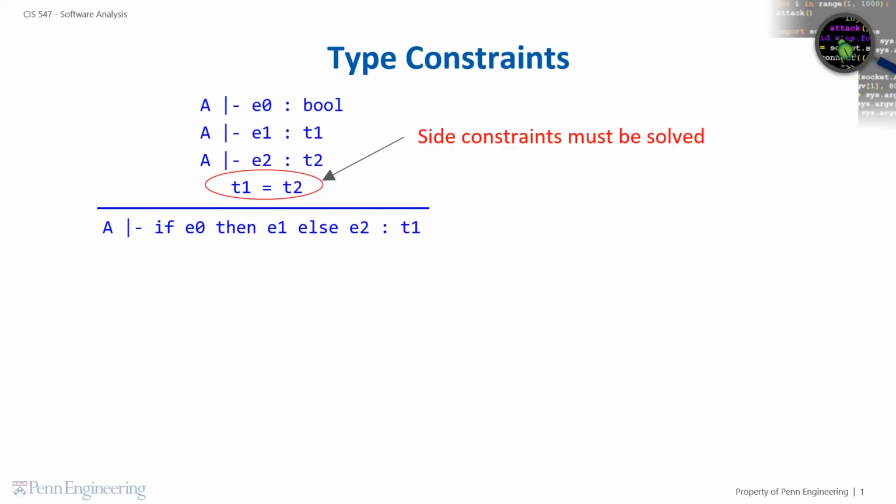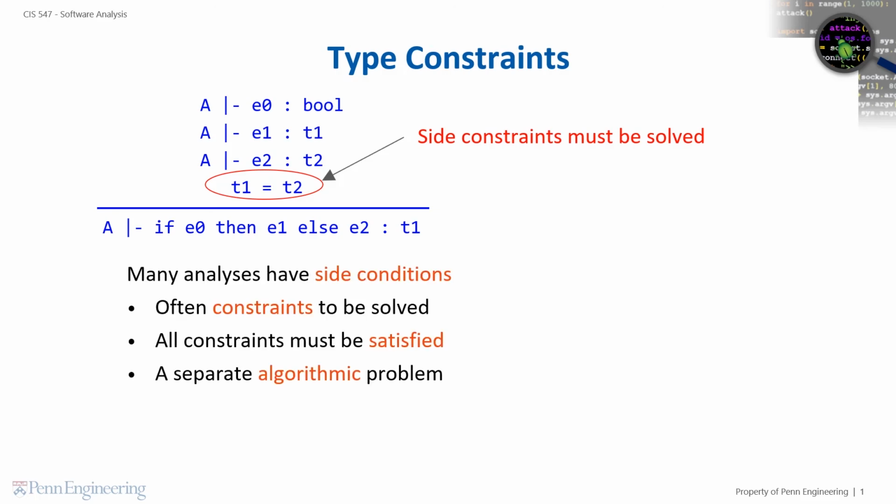Let's look some more at the notion of side conditions. These conditions occur in many type-based analyses. They are constraints that must be solved, that is, satisfied, in order to verify that the inference rule is properly applied. Checking whether these side constraints can be solved is a separate algorithmic problem that we will cover shortly.